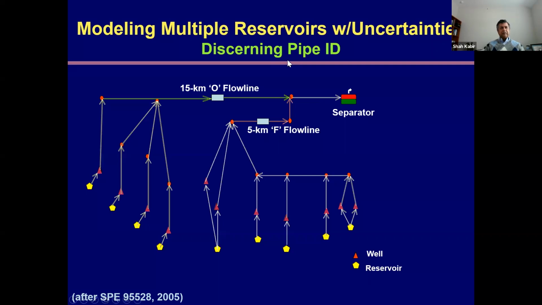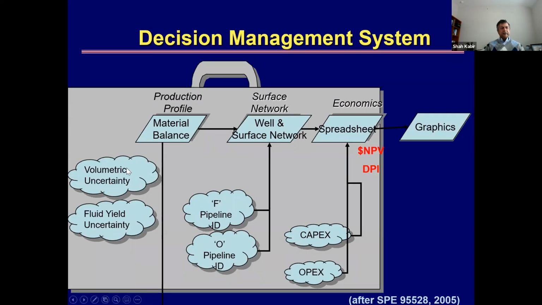So this is going back to that. We are trying to estimate the flow line ID. What we did is say, okay, we have the volumetric uncertainty, what volume we have based on the seismic maps that I showed you, and also the fluid yield. We didn't have field-wide PVT properties. We had something here and something over there. And if we didn't have something, we used analogy to fill the gap. So we had uncertainty there too.